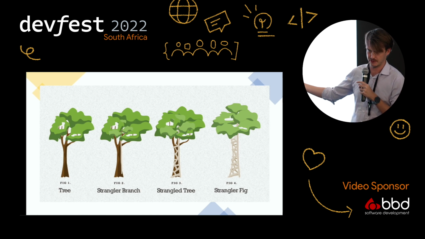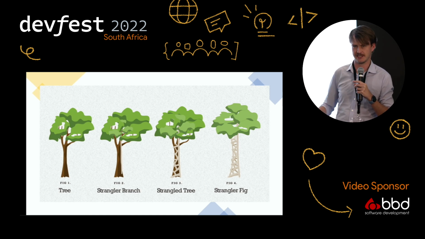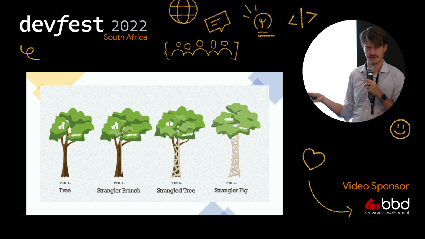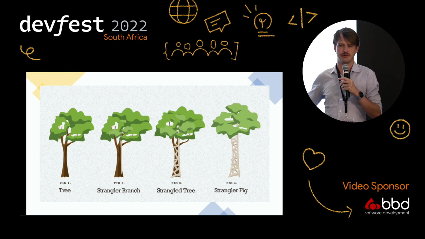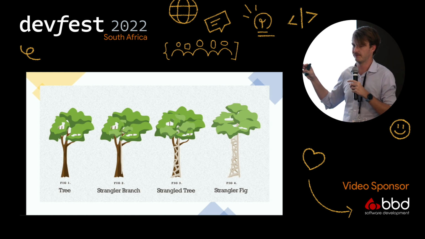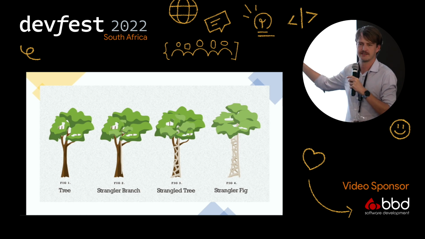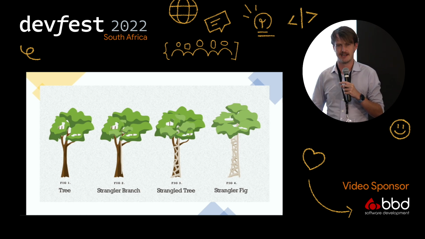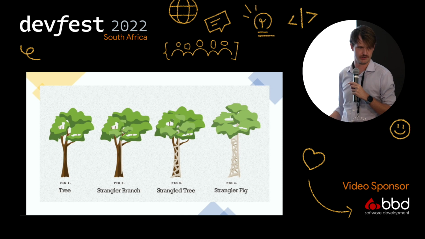In phase 1, you have your tree with the creeper not involved at all. You have phase 2, where you have your tree and the creeper's slowly making its way up and slowly taking away nutrients from the main tree. In phase 3, your creeper is completely enveloping your tree, and it's hard to tell what is tree and what is creeper at that point. And in phase 4, the original tree dies because all the nutrients have gone into your creeper, and you effectively are left with just creeper and no more tree.